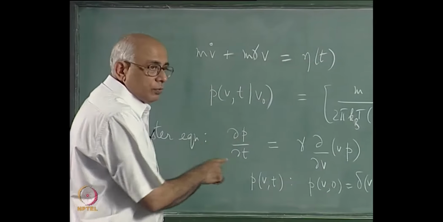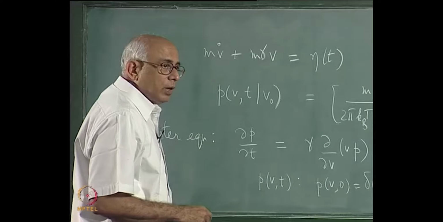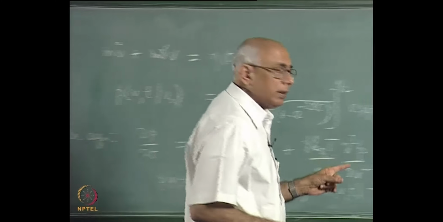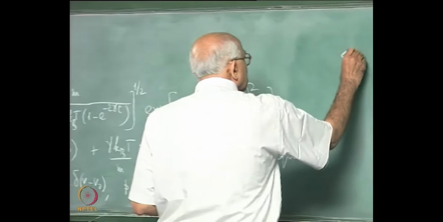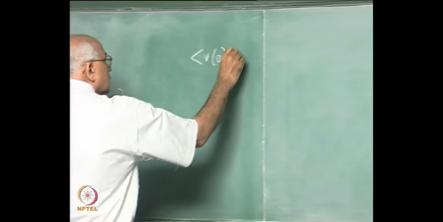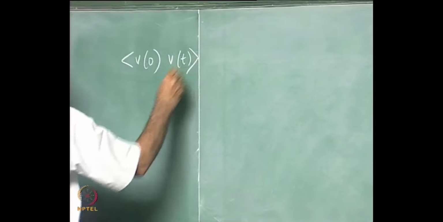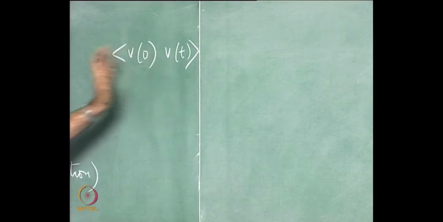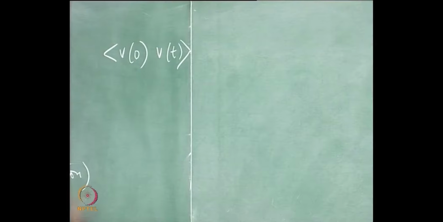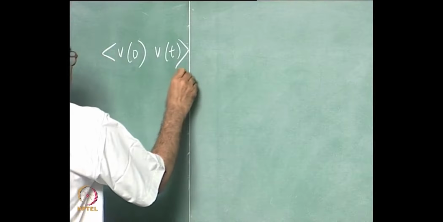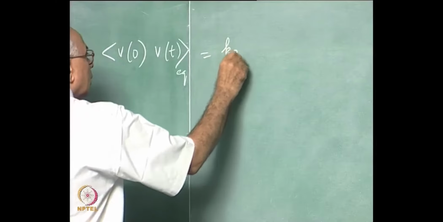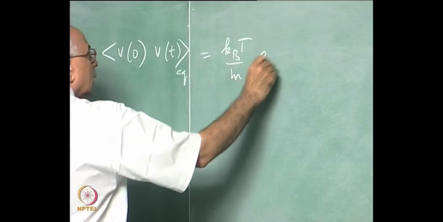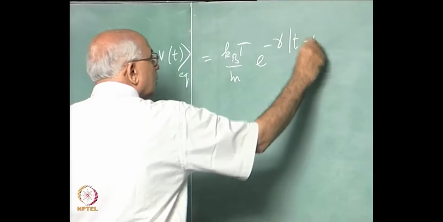Now we found also from this that the velocity was correlated exponentially. So we found that the velocity correlation, the average of v of t1 v of t2, was a function only of mod t1 minus t2. I can shift the origin and call 0 one of the arguments here. In equilibrium this turned out to be k_B T over m e to the minus gamma mod t minus t prime.